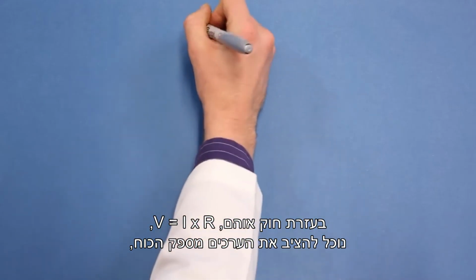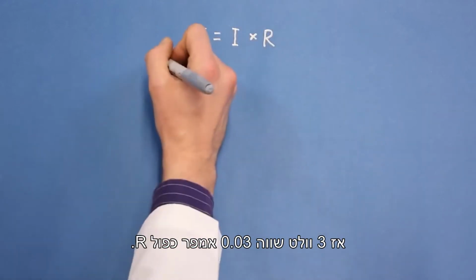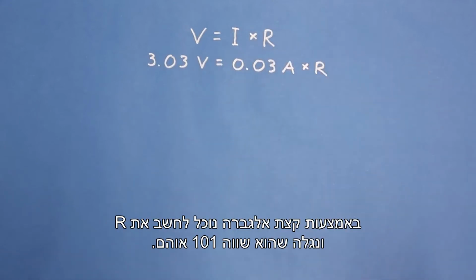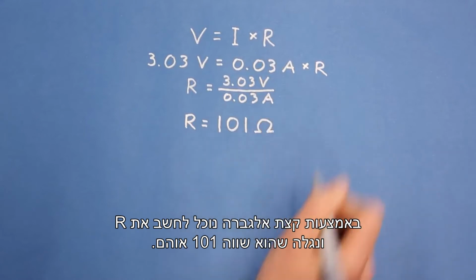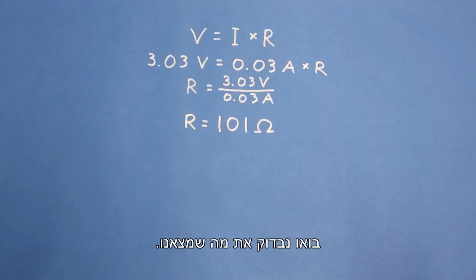Using Ohm's law, V equals I times R, we can plug in the values from our readings. So 3 volts equals 0.03 amps times R. Using a little bit of algebra, we can calculate R. And we get R equals 101 ohms. Now that we've mathematically determined that we have a 101 ohm resistor, let's check our work.